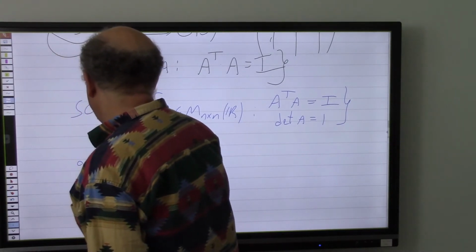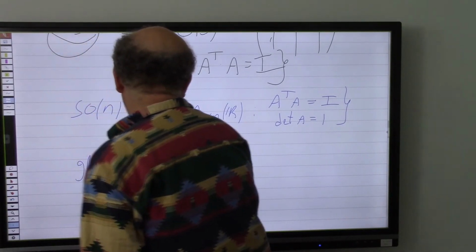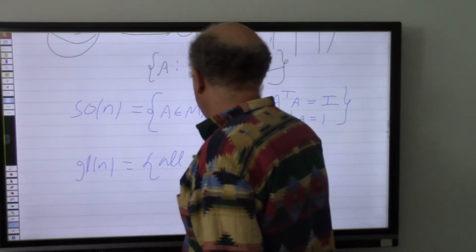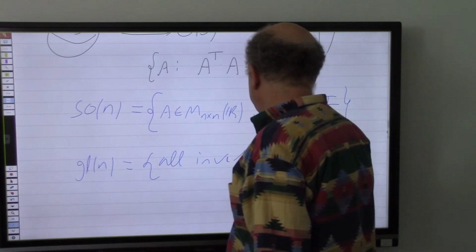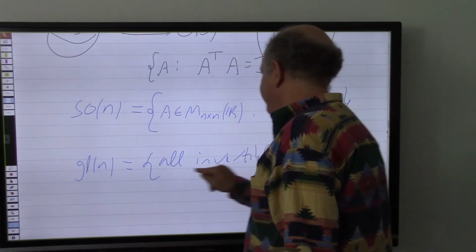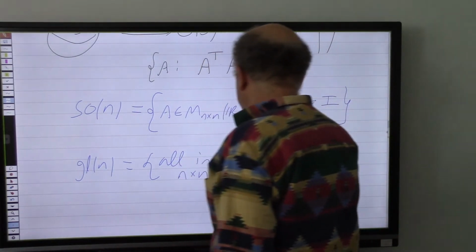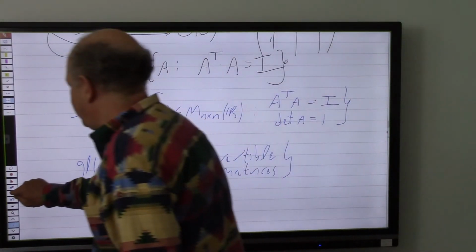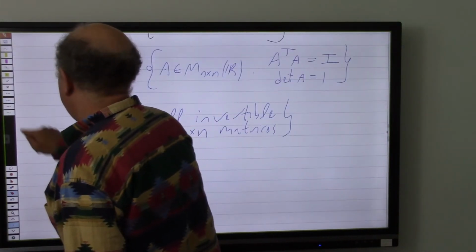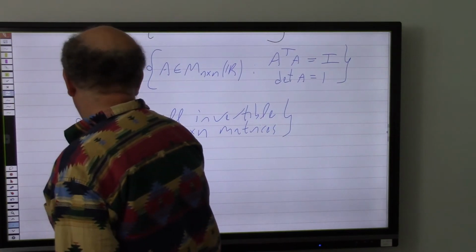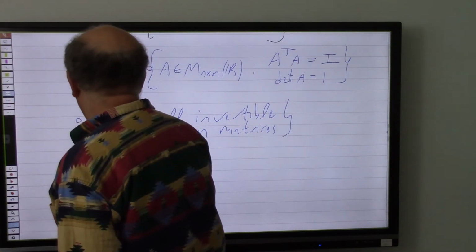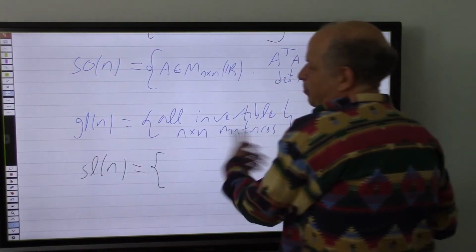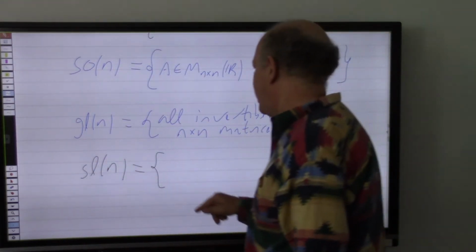So there is GLN. GLN is simply all invertible N by N matrices. Then there are lots of other examples. Maybe I'll give just one more. SLN is those invertible matrices whose determinant is 1.